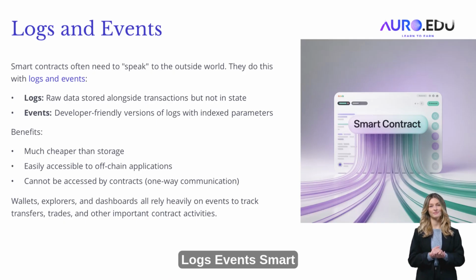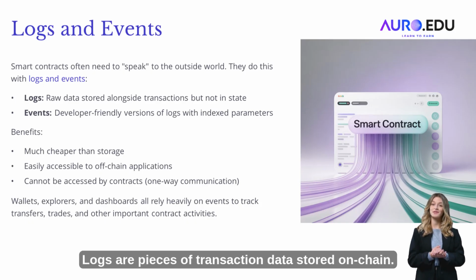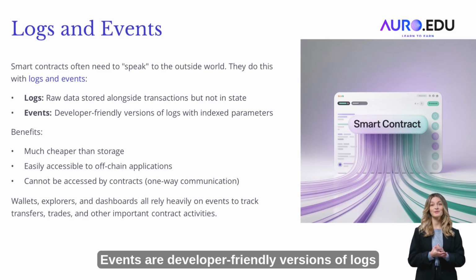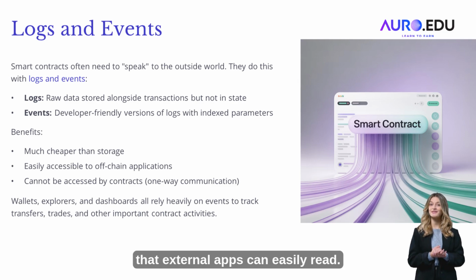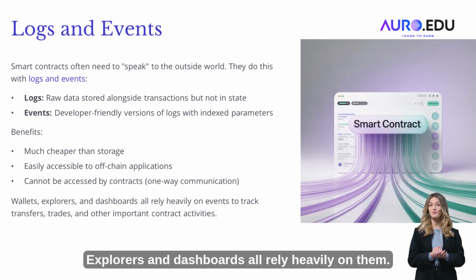Logs and events. Smart contracts often need to speak to the outside world. They do this with logs and events. Logs are pieces of transaction data stored on-chain. Events are developer-friendly versions of logs that external apps can easily read. Wallets, explorers, and dashboards all rely heavily on them.